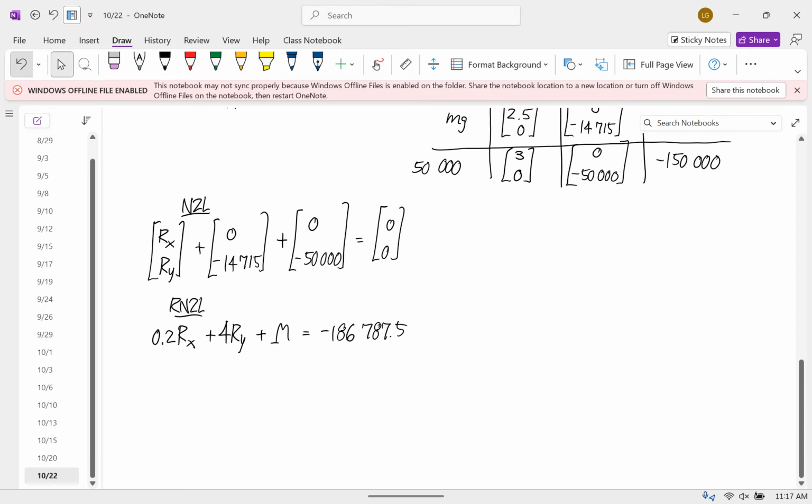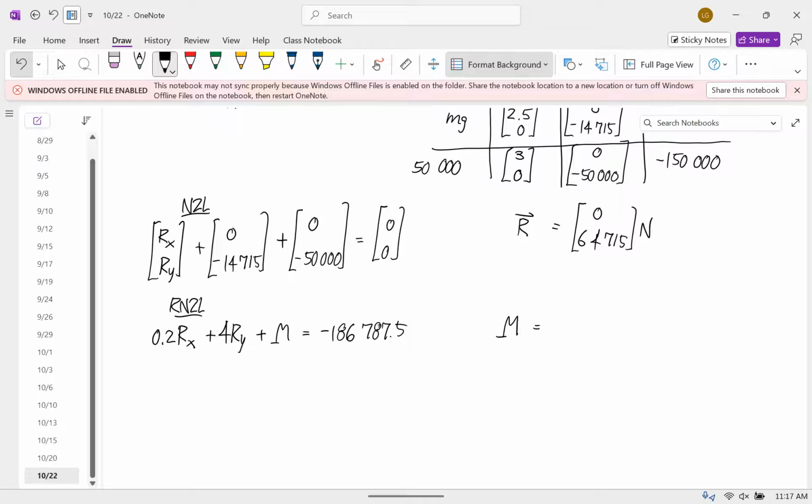And you could do that by substitution. So R is equal to 0 for X, 64,715 for Y. And so M is equal to, I got negative 445,648 Newton meters. And the negative means that's a clockwise moment.